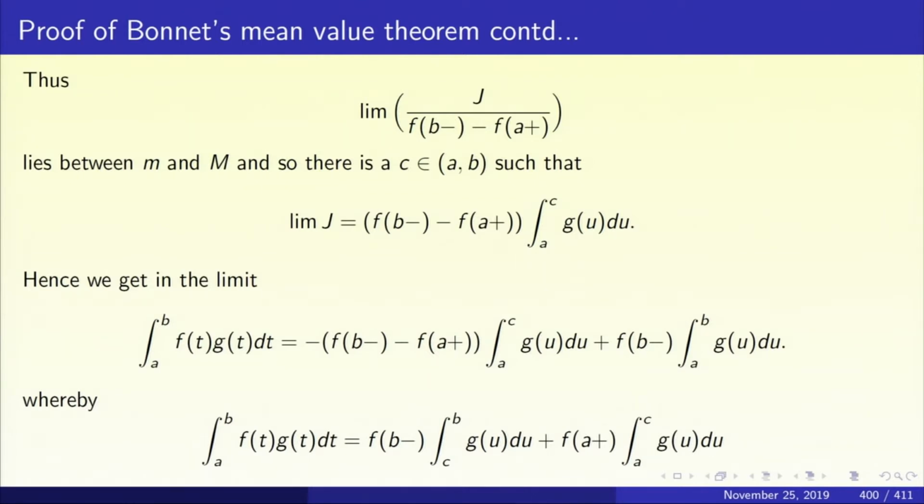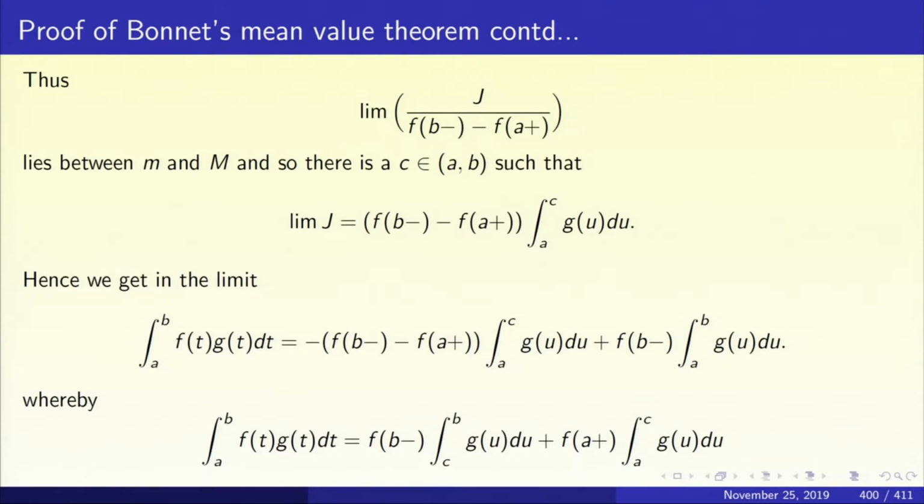So, by continuity of phi and the intermediate value theorem, there is a c between a and b such that the limit of J equals (f(b minus) minus f(a plus)) times the integral from a to c of g(u) du. So in the limit, what do we get? In the limit we get the integral from a to b of f(t) g(t) dt equal to, the red terms go to minus (f(b minus) minus f(a plus)) times the integral from a to c of g(u) du, plus the last term f(b minus) times the integral from a to b of g(u) du.